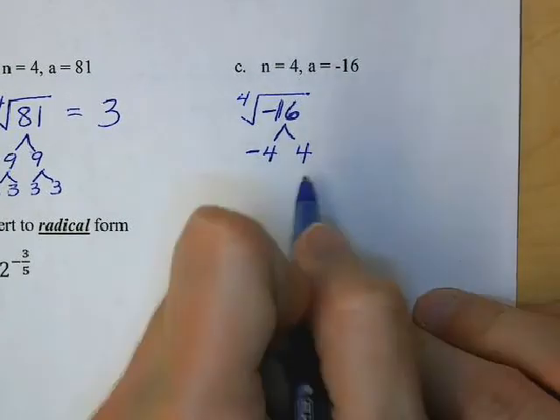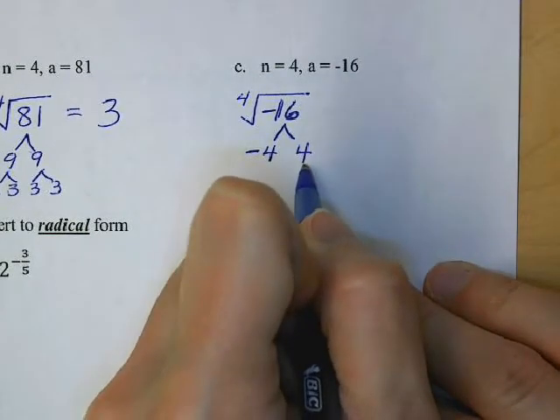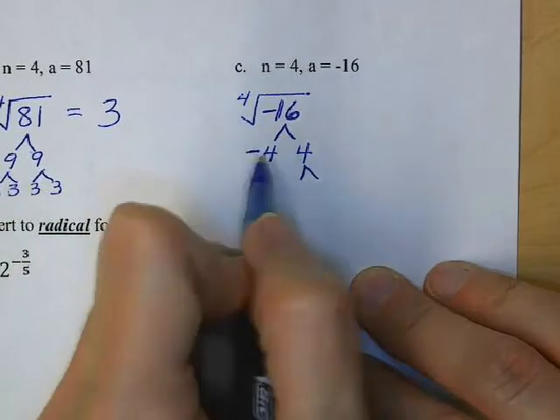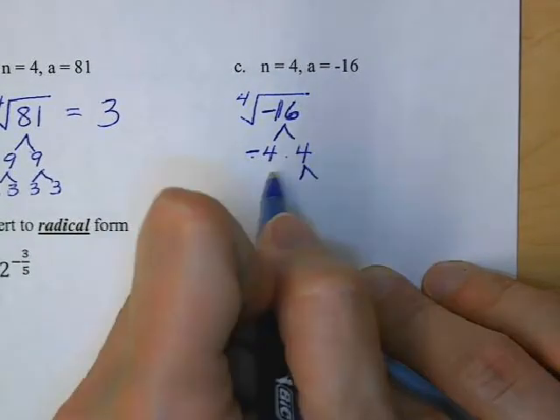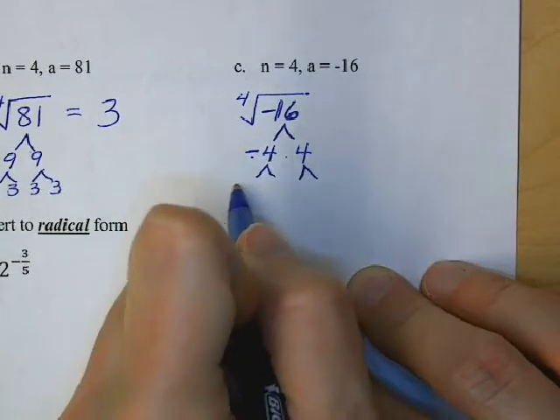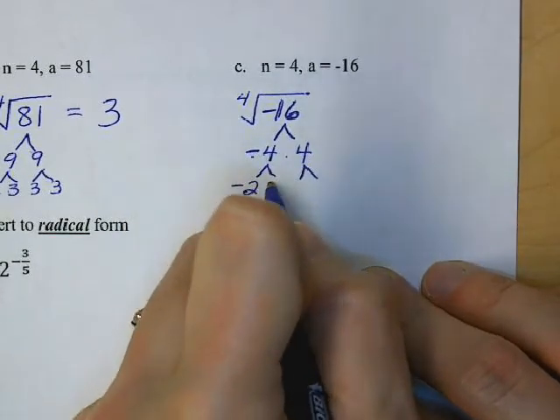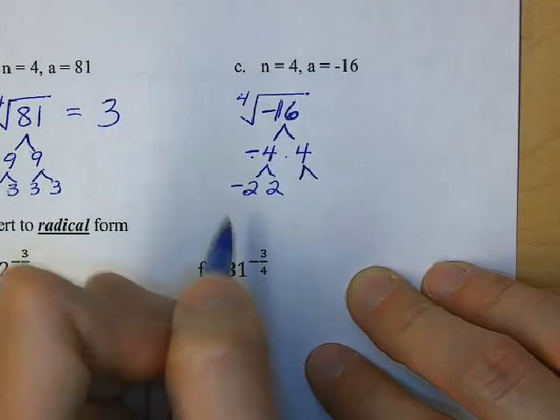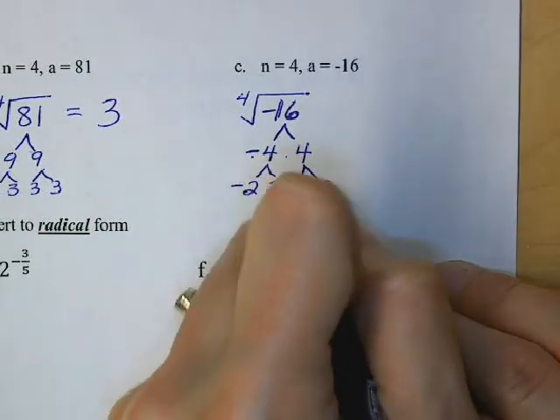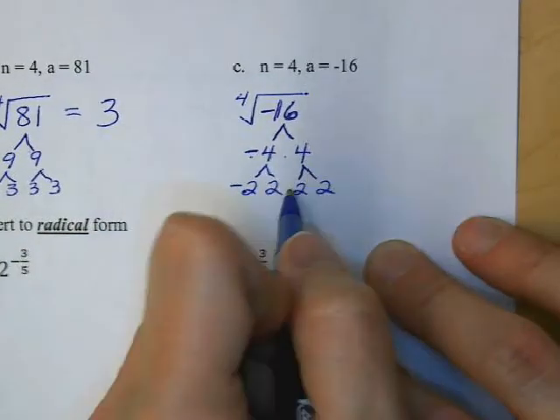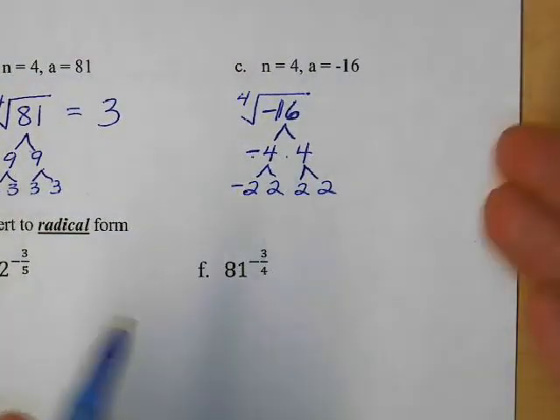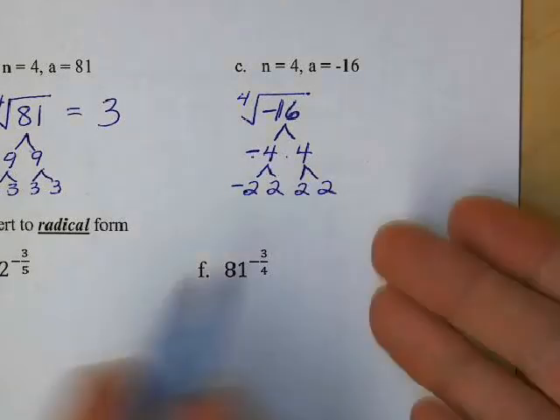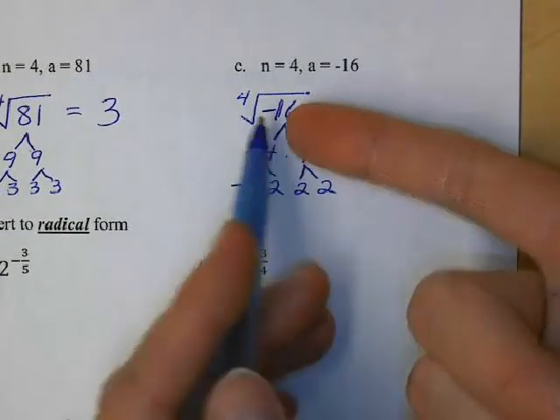If you think about how signs work, negative times a positive makes a negative. Negative 4 could be negative 2 times 2, and 4 could be 2 times 2. Ooh, I'm kind of confused on this one. It's kind of weird because, like I was trying to tell you earlier, it has to be 4 of the same number. I have a negative this time.